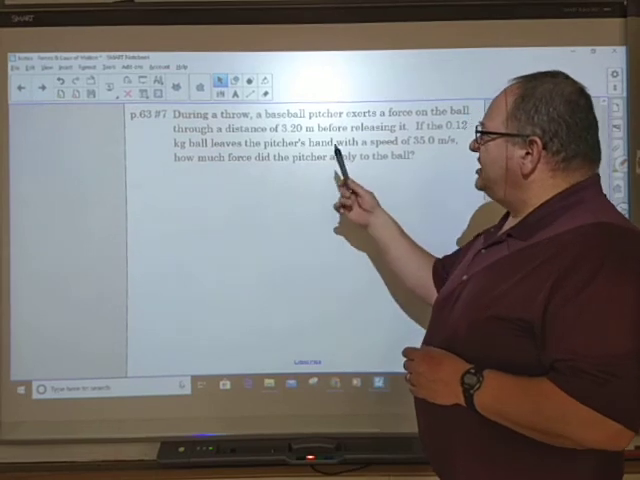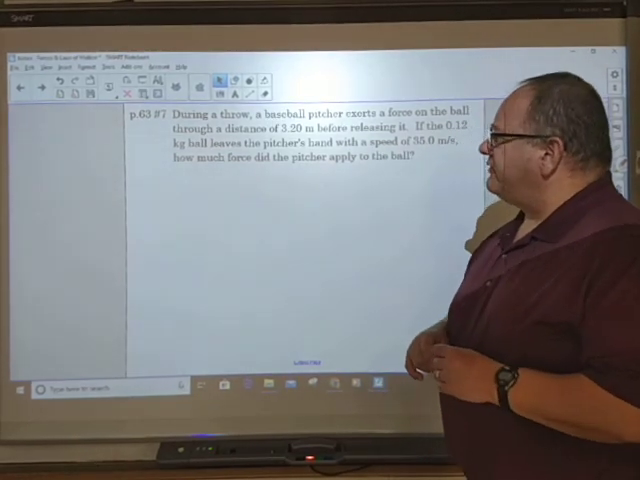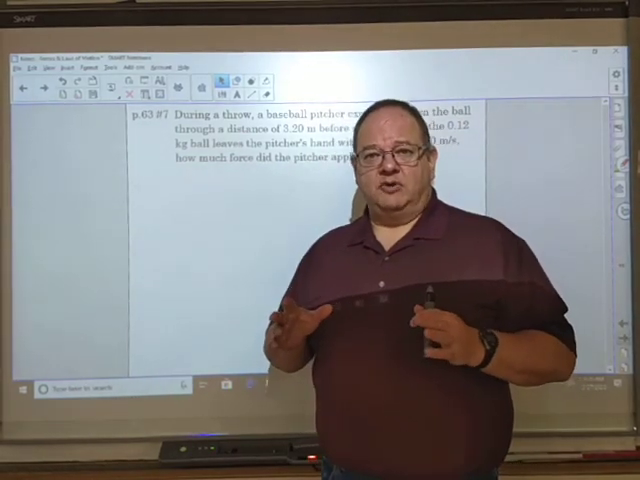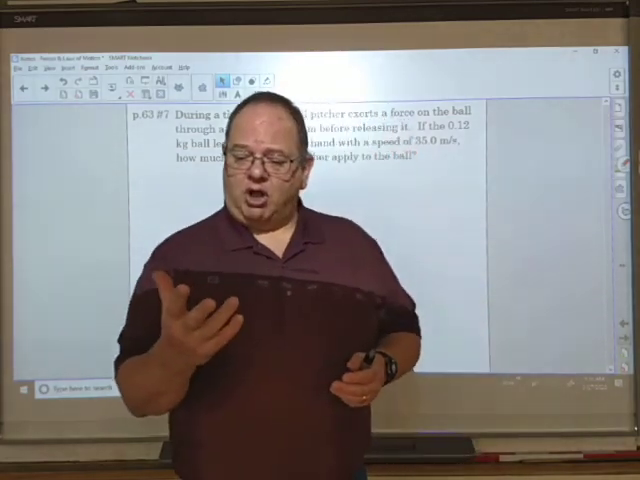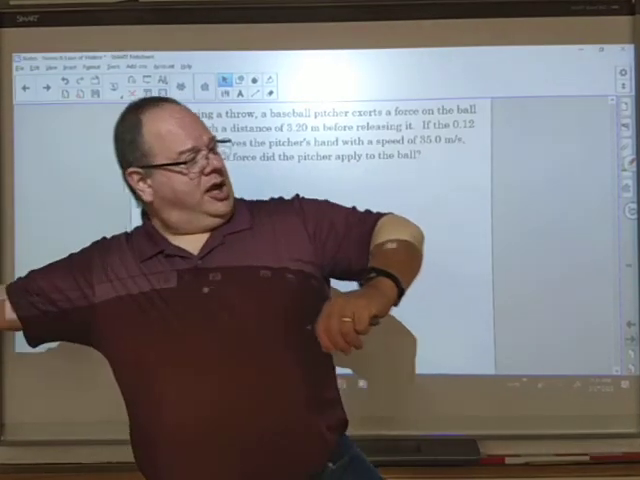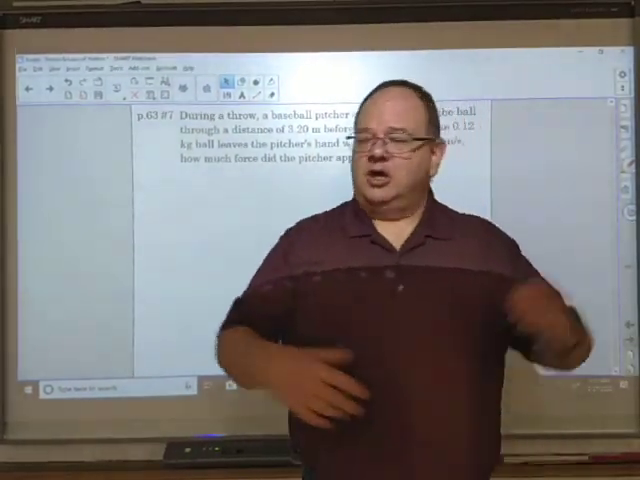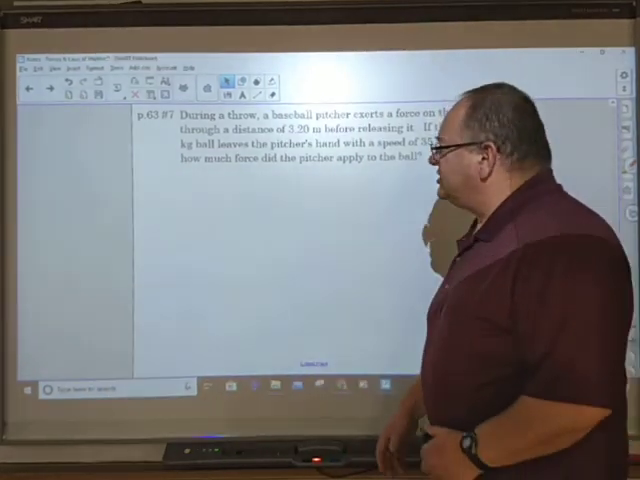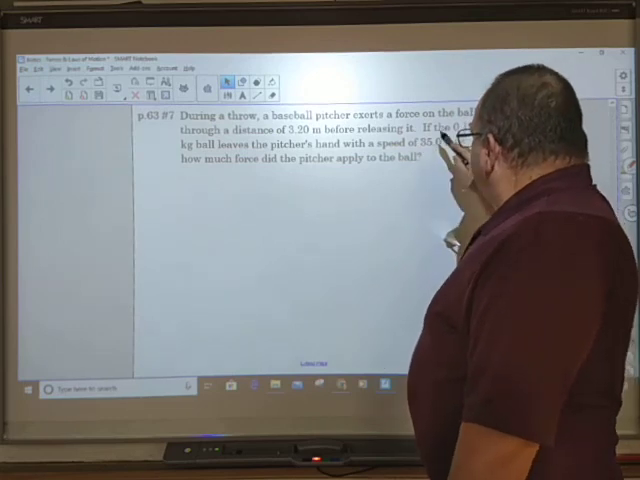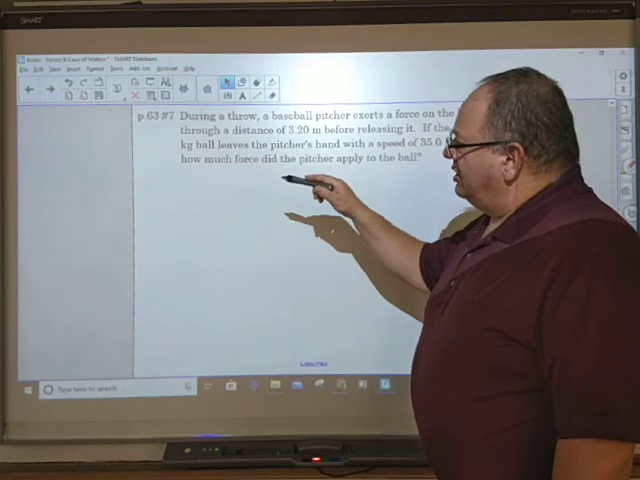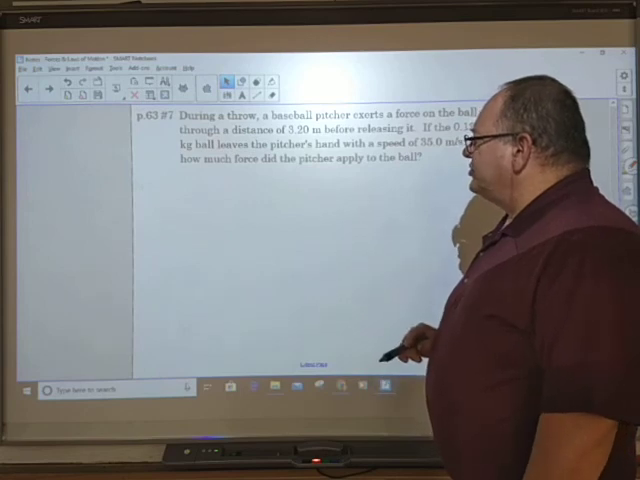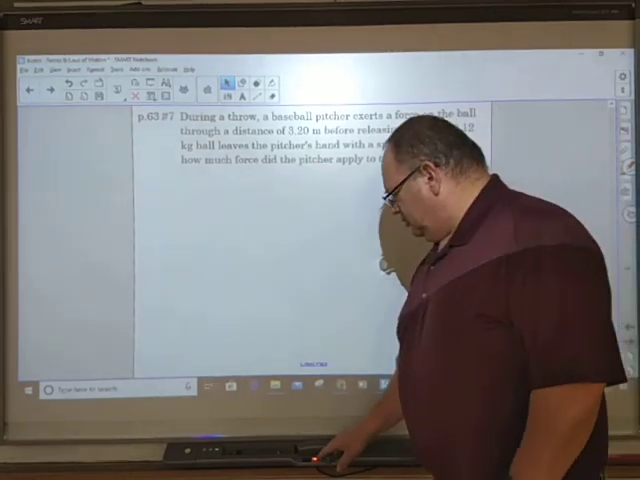During a throw, a baseball pitcher exerts a force on the ball through a distance of 3.2 meters. Now, I'm not much of a baseball fan, but if you have watched baseball, a lot of those pitchers are quite tall. And so if you can imagine when they have the ball and they're reaching from way back here and extending through way out over here, we're talking a pretty good distance there. So in this case, 3.20 meters before the release. If the 0.12 kilogram ball leaves the pitcher's hand with a speed of 35.0 meters per second, how much force did the pitcher apply to the ball?